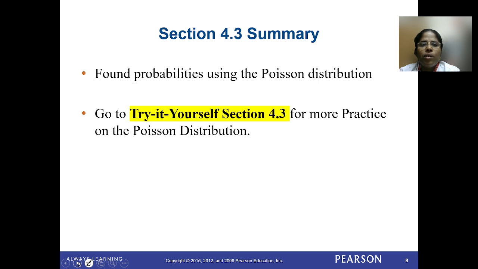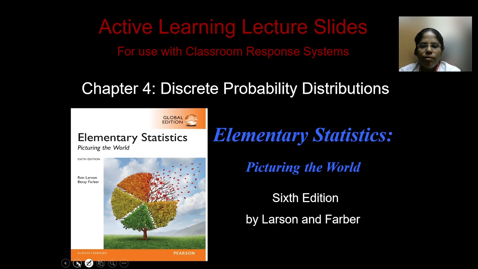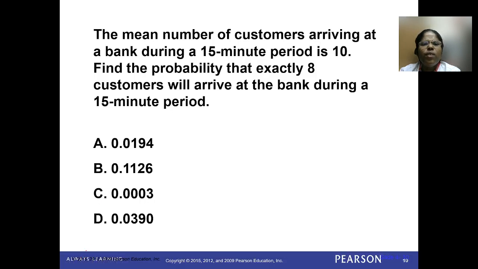I have explained one example here. Now we are going to do a Try It Yourself section for more practice on Poisson distribution. The mean number of customers arriving at a bank during a 15 minute period is 10. So the mu value is given. Find the probability that exactly 8 customers arrive. Exactly 8 means here x is equal to 8. So we need to find the probability for x equal to 8.